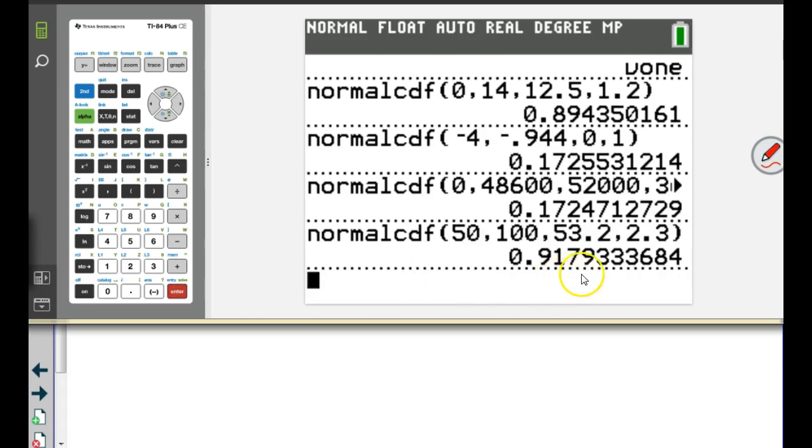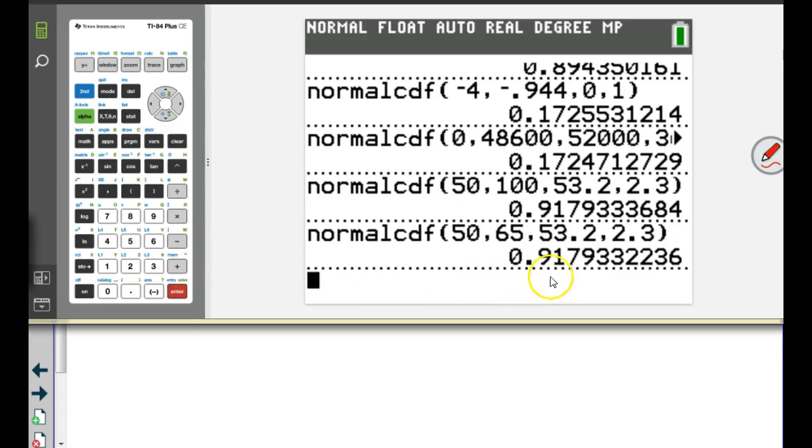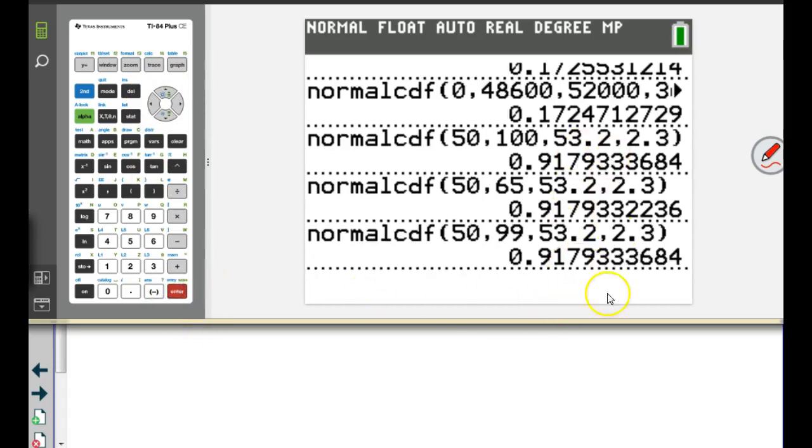Okay, so I got 0.9179. I'm just going to go back in here and do this over, and I'm going to change this to like even 65, I think would have been enough. See, it's still the same number. Okay, if I'd put 999 in there, if I went back in and changed this to 99 as the top, still the same, right? So it isn't making a difference. Once you go out more than 4 standard deviations, it doesn't matter.